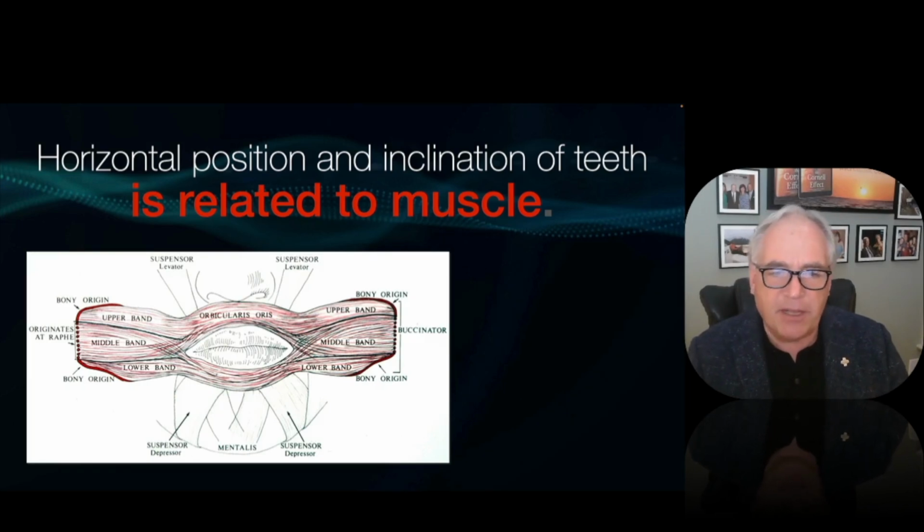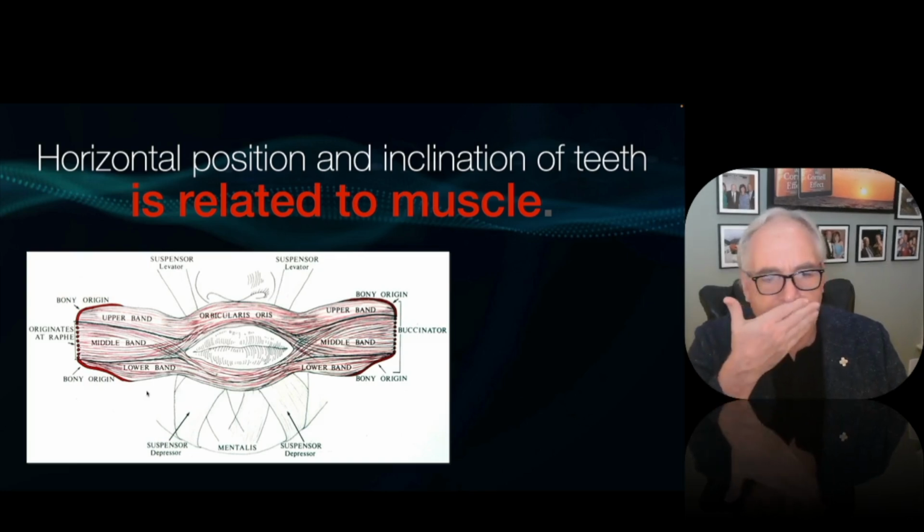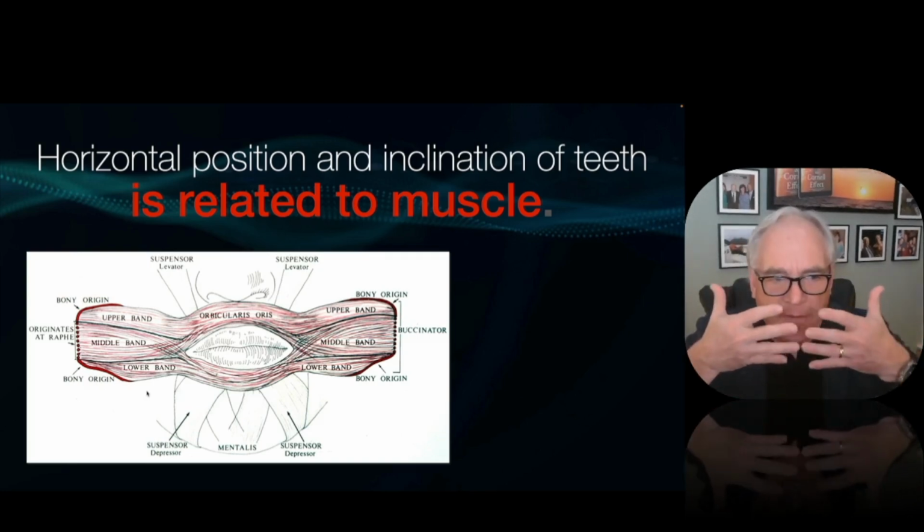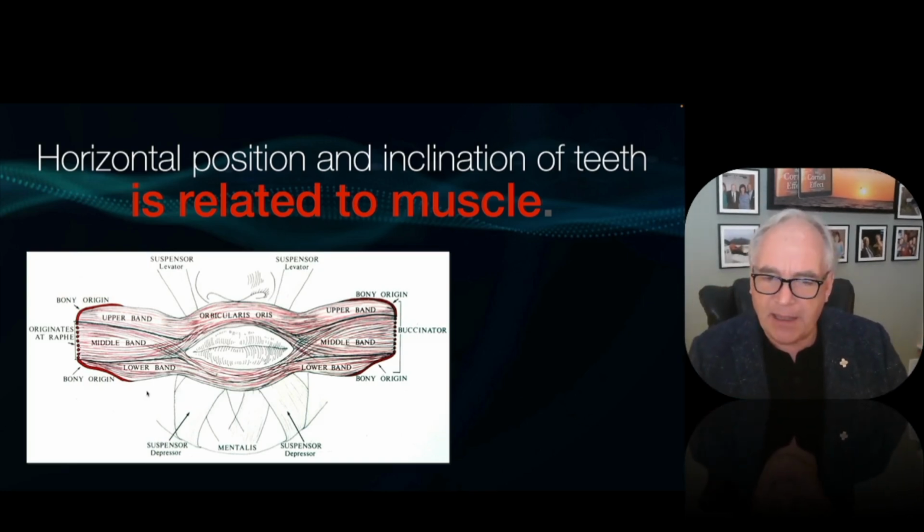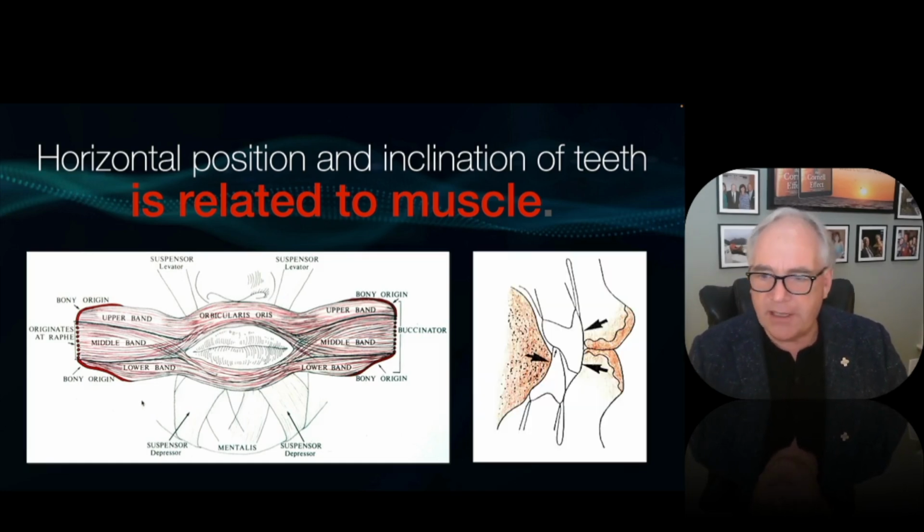These bands of muscles, the orbicularis, the three bands of the buccinator muscle that go all the way back to the pterygomandibular raphe, are this complex of muscles that put force on the facial aspects of the teeth, and the tongue puts the outside force on the teeth.